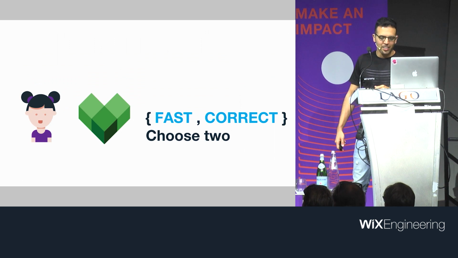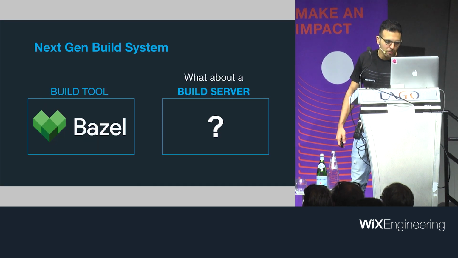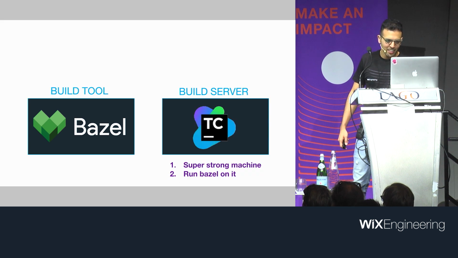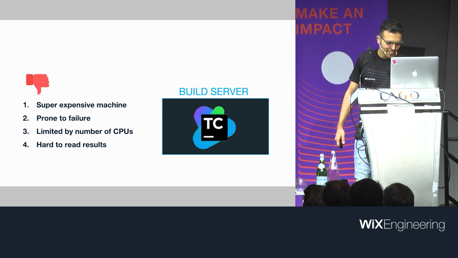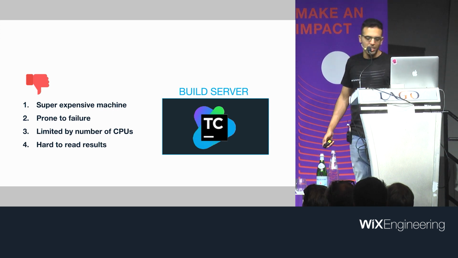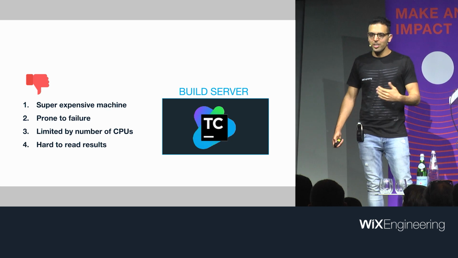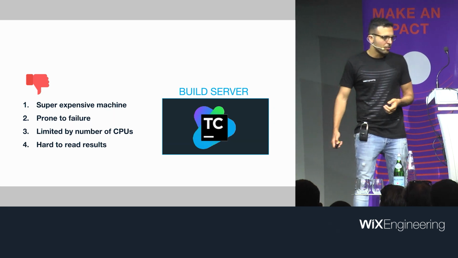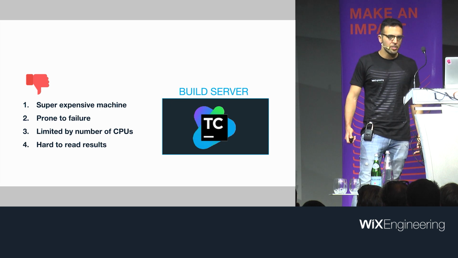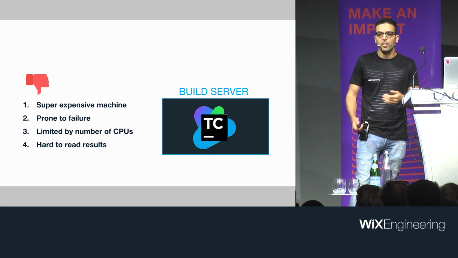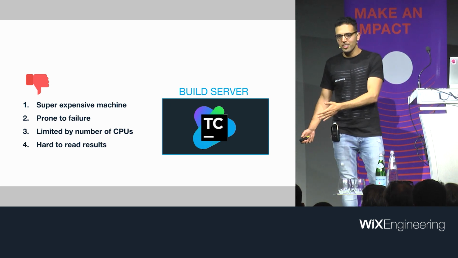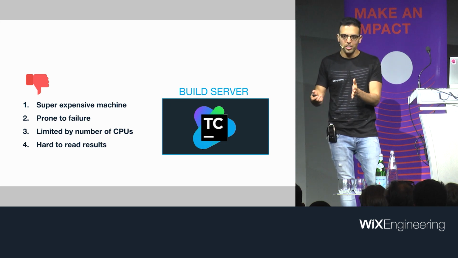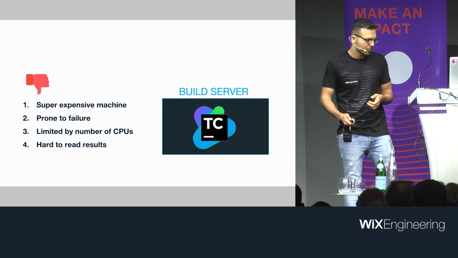So we now all agree that Bazel is both fast and correct, and now we need to match it with a good build server experience. We can just take TeamCity as a build server connected with a very strong build machine with a lot of CPUs and run Bazel on it. But the problem with this solution is that it's super expensive. Having this machine is super expensive. If we don't have enough machines, we're prone to failures, and we're still limited by the number of CPUs that the machine has. If we even overcome all of these problems, we'll have a problem reading the build result, because with Bazel, one job would build not only your project, but even all of Wix.